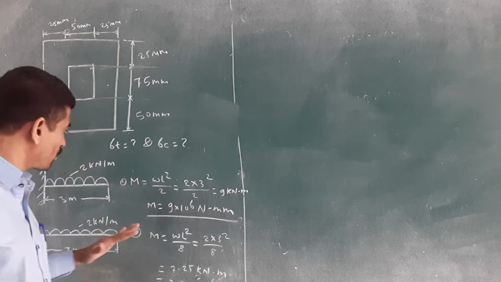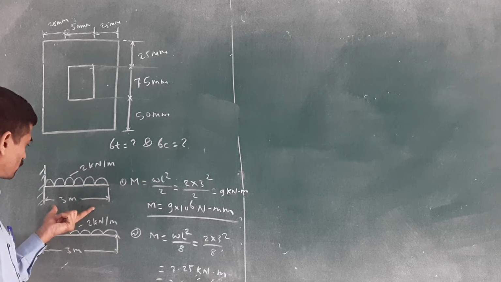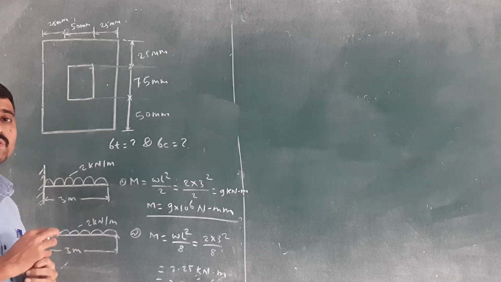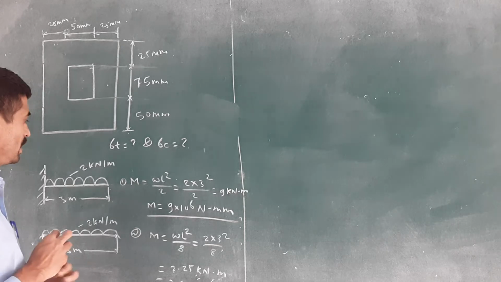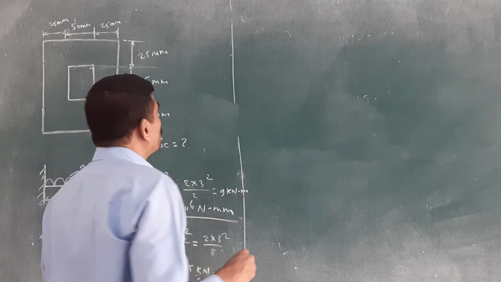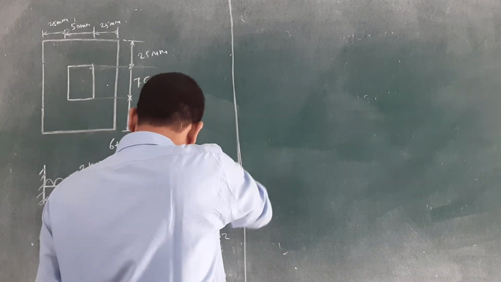Are all of you getting how to calculate this? You know the standard condition: the total span is L and the UDL is W kilonewton per meter. At that time, you get WL square by 2 as the moment for the cantilever. Then, the next one.